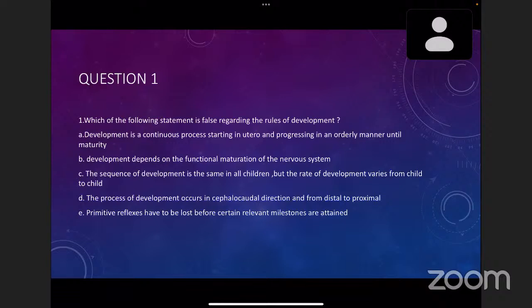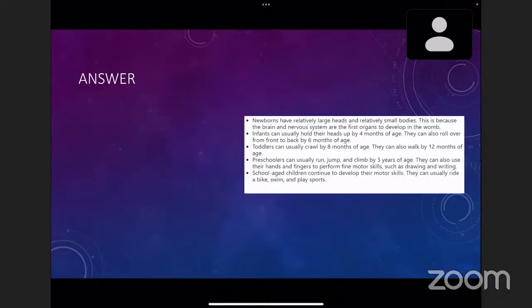But the fourth one is that the process of development occurs in cephalocaudal direction and from distal to proximal. And fifth is that primitive reflexes have to be lost before certain relevant milestones are attained. So out of the following options, which is wrong? As you go through the options, in the fourth option, the process of development occurs in cephalocaudal direction. It is always from head to toe. The reason is that the infant has a relatively large head and relatively small body. Mostly 70 to 80% of your adult brain is formed within the first 2 years of life. So the developmental process always occurs in the cephalocaudal direction.